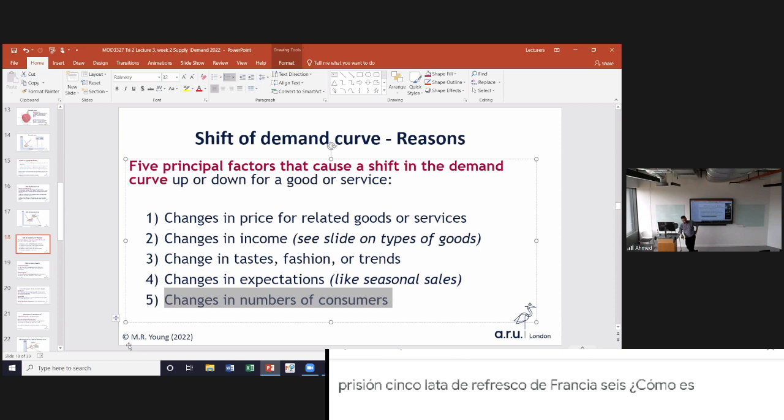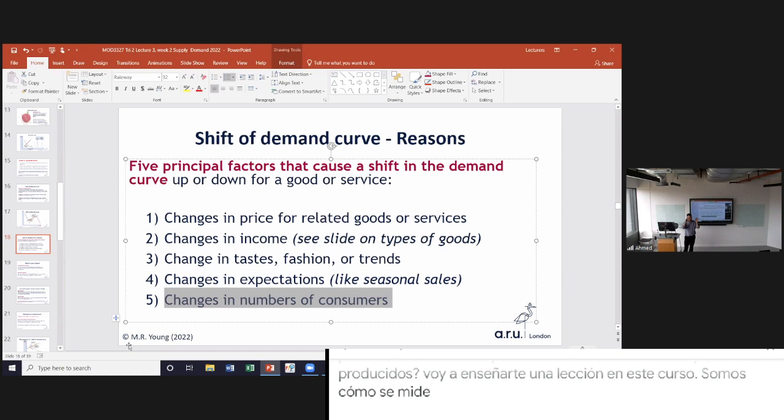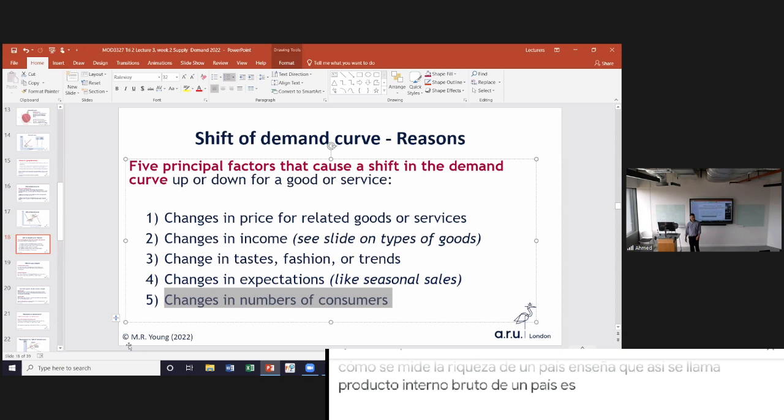It's not the number of people, it's the value of the goods and services produced. I will teach you a lesson in this course on how to measure the wealth of a country. It's called gross domestic product. We judge the economy on the value of the goods and services that they produce. But China produces probably the most goods in the world, right? It's not the amount of goods, it's the value of the goods.